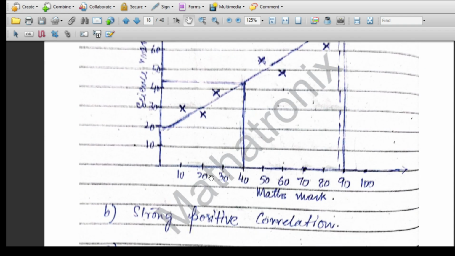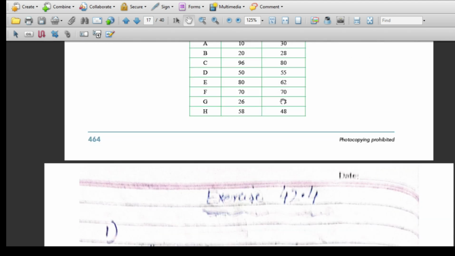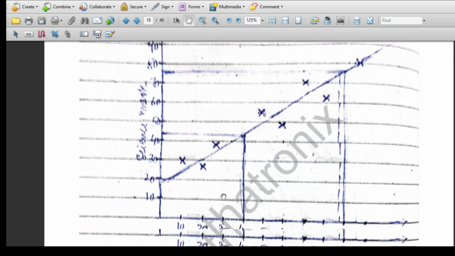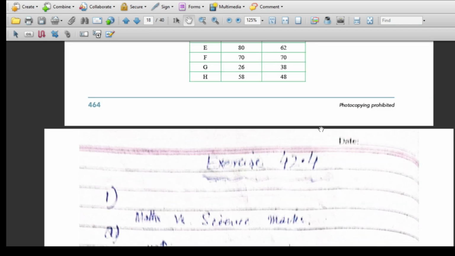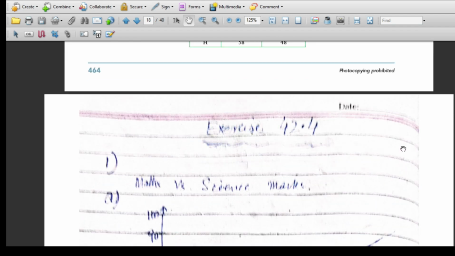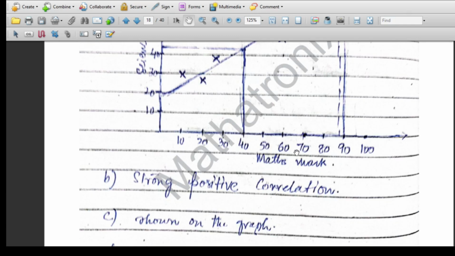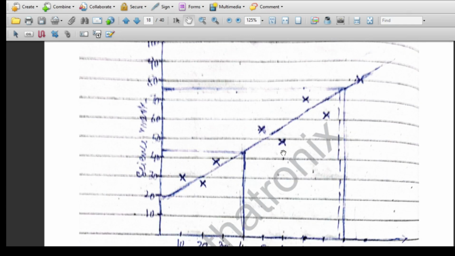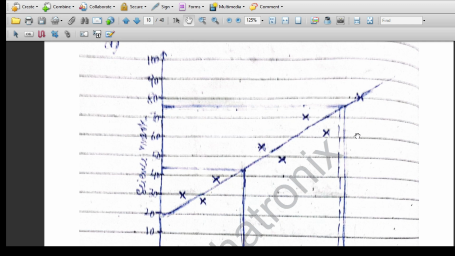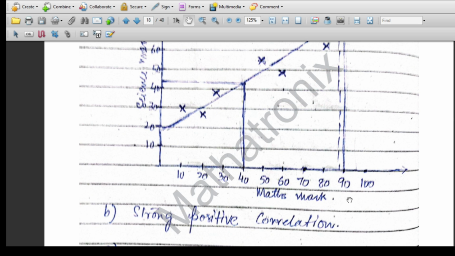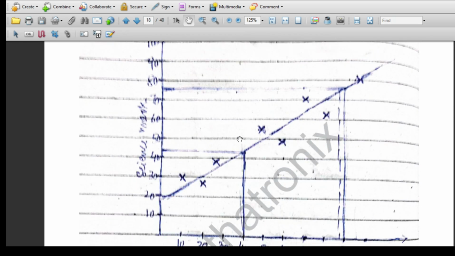26 is there, and then 38. At 26 we have this 38 marks. And finally 58 for 48: 58 is here in maths, and 48 in science. So we have all this data plotted, corresponding to science marks and math marks.